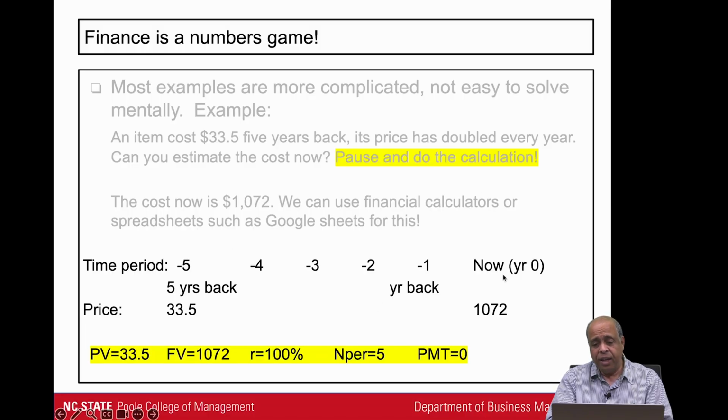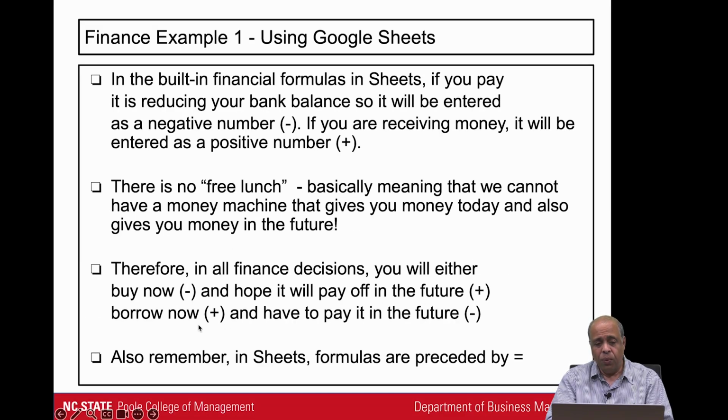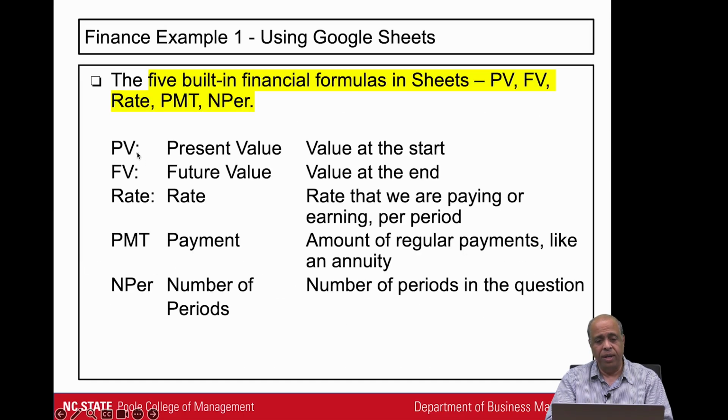So in this kind of a calculation, what are these 5 values? All right, so the PV is the value at the start.